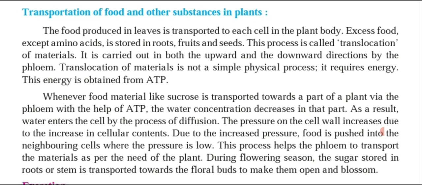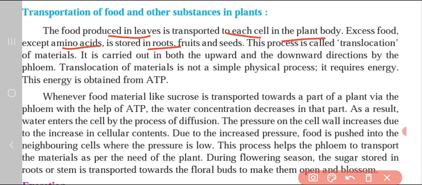Now today we are going to discuss transportation of food and other substances in plants. How does this life process of transportation of food take place in plants? So let us start with this: the food produced in leaves is transported to each cell in the plant body, whereas excess food except amino acid is stored in roots, fruits and seeds. This process is called translocation.